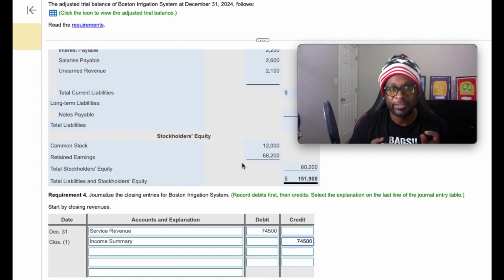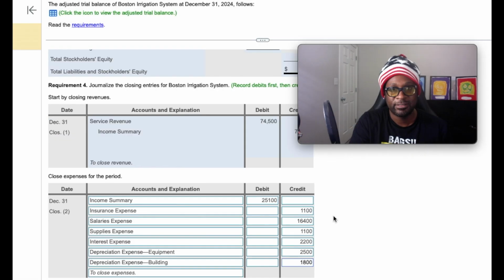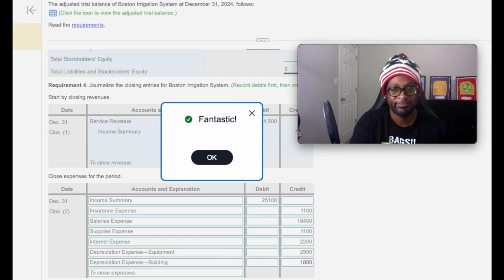Now that we completed the financial statements, we're going to close out those temporary accounts, starting with our revenues. Therefore, we're going to debit service revenue for $74,500 and credit income summary. Check the answer. Fantastic. Moving on. Next, we're going to close out each one of those individual expenses into income summary by debiting income summary for $25,100 and closing each individual expense account out with a credit. We're going to check the answer.